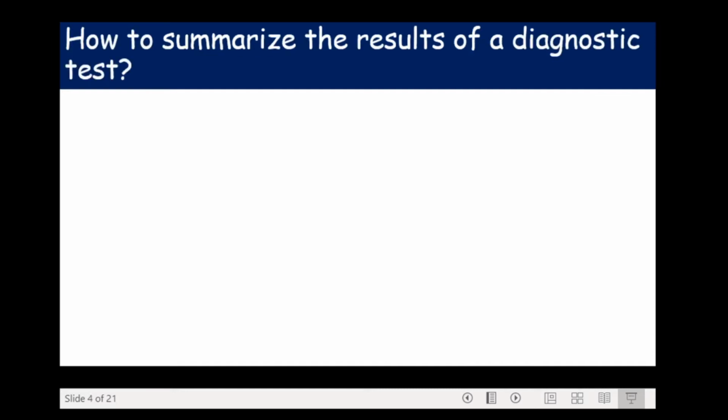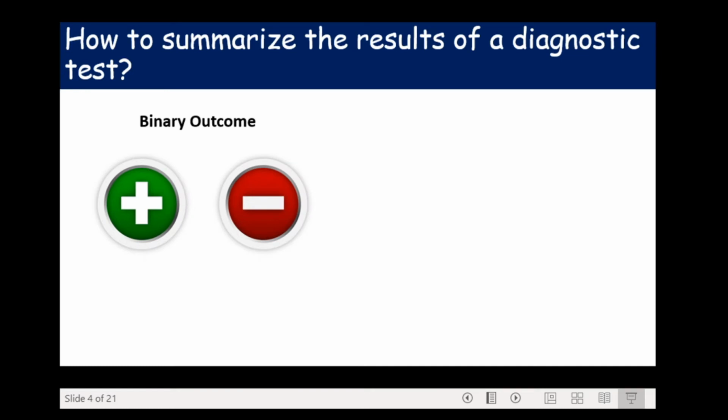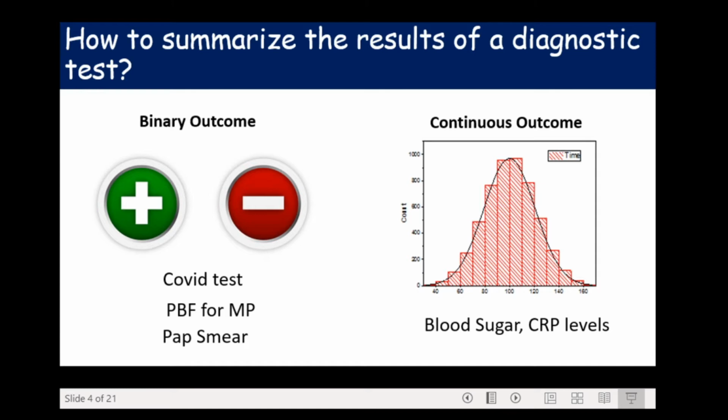The basic format for reporting the results of a diagnostic laboratory test can be divided into two parts. The test result could be binary, yes or no. That is, the result is simply either positive or negative. Typical examples include a positive or a negative test for COVID, or a peripheral blood smear for malarial parasite, or even a sputum examination for acid-fast bacilli. The second reporting format involves quantitative or continuous lab biomarkers such as blood sugar levels or C-reactive proteins.